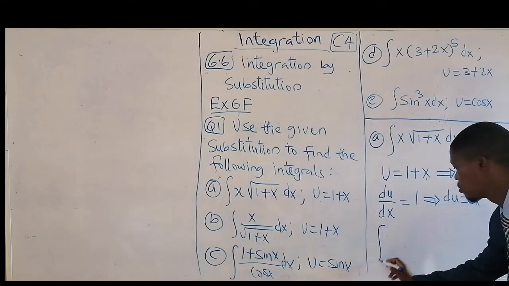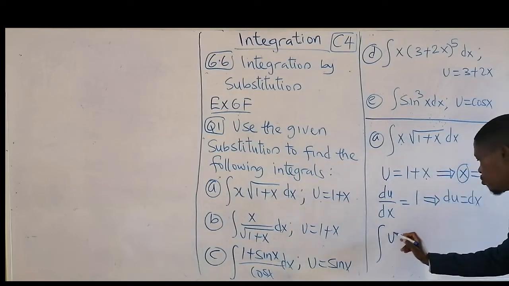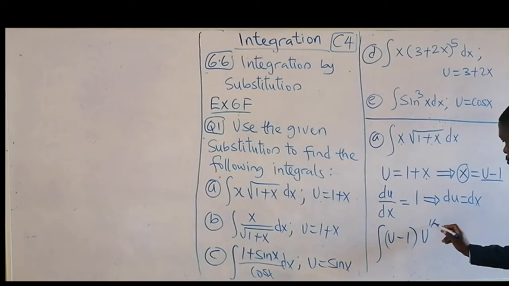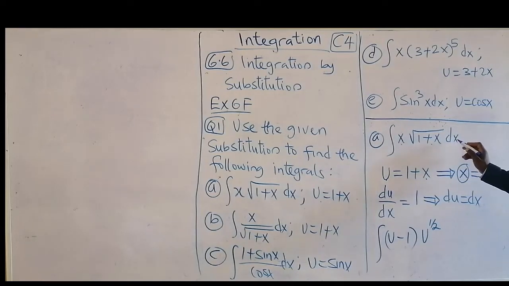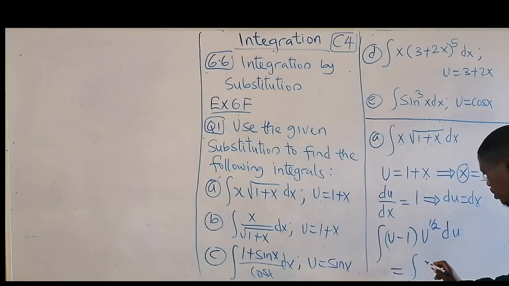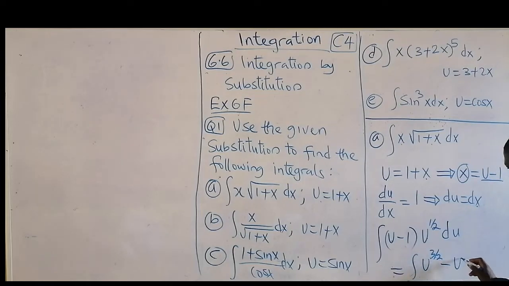So we're going to have the integral of x, which is u minus 1. Then this one will be u to the power half, removing this radical. Then the dx is equal to du. So we can see we have changed the variables using the substitution method. We can do the expansion, and that way this one times this one gives u to the power 3 over 2, minus u to the power half, du.